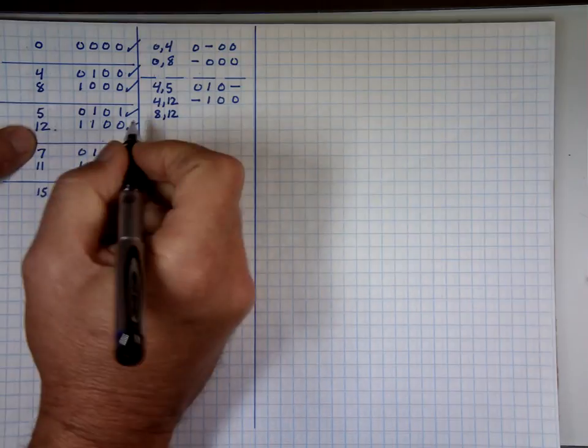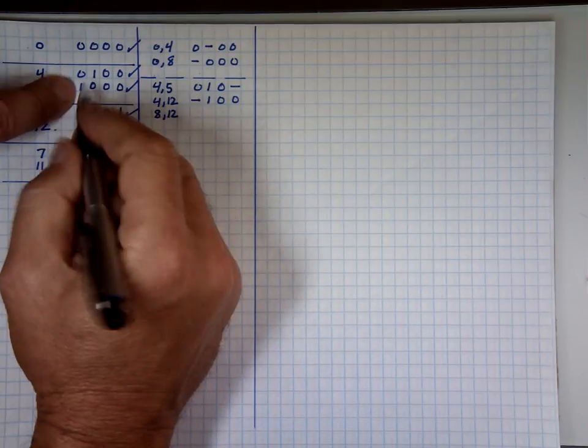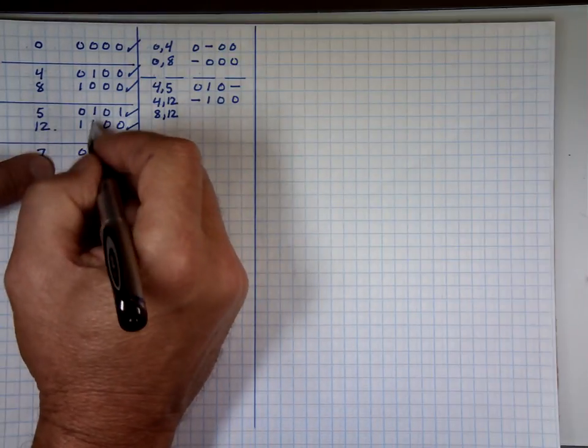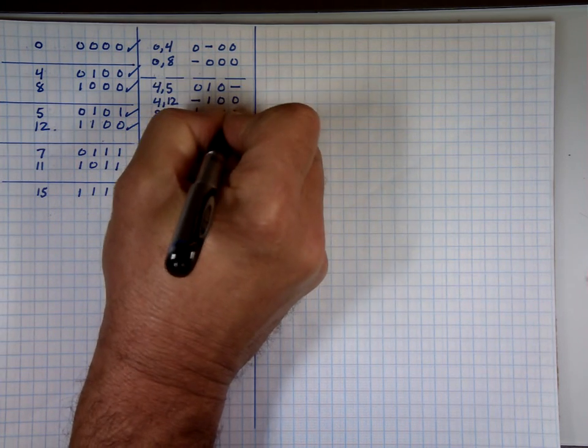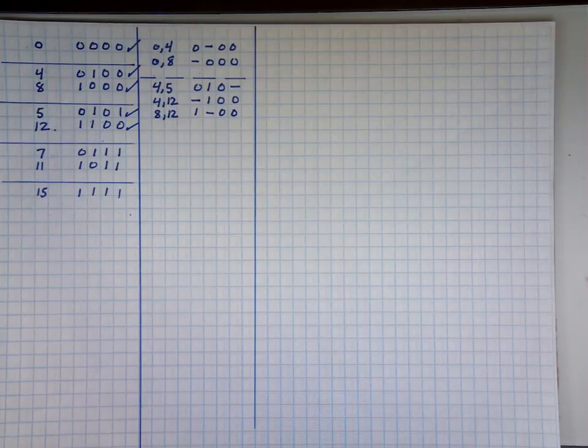What do we have? 0 dash 0, 0. 1 dash 0, 0. And I'm done with that group. The 4 and 8s are done. I checked them with every one of these.